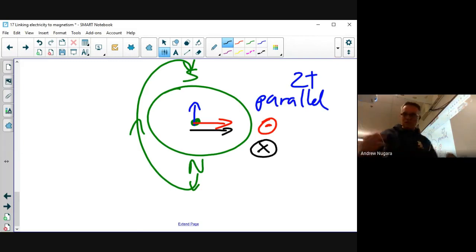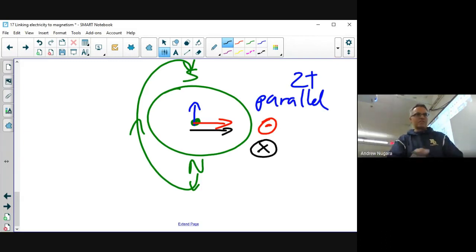So hopefully that clears things up for those kind of questions where you've got a charged particle in a magnetic field. Which way is it going to be deflected? And remember, they must be perpendicular. If they're parallel, there's no deflection. If they're perpendicular, that's a maximum deflection. And if they're at an angle in between 0 and 90 degrees, then there's partial deflection.